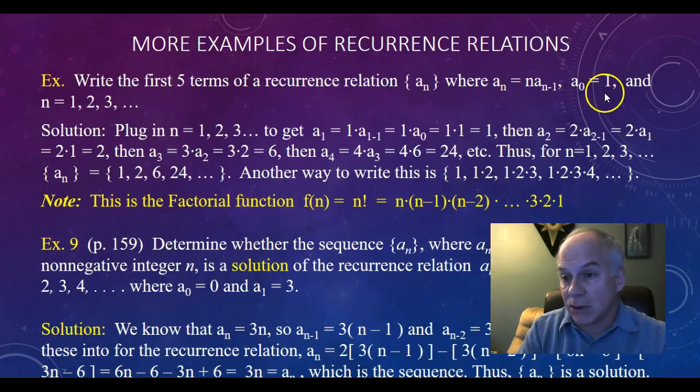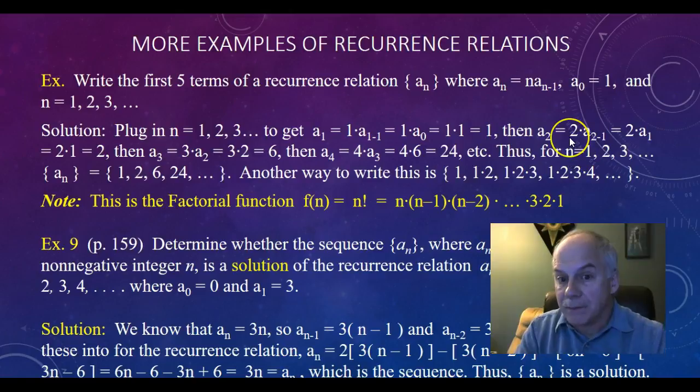So a sub 0 is 1. We start off with that. And then we're going to start plugging in 1 for n, and then 2 for n, 3 for n. So right here, a sub 1 would be 1, which is the n term, times a sub n minus 1. So that's 1 minus 1, or 0. So 1 times a sub 0. Well, a sub 0 was 1, so it's 1 times 1, which is 1.